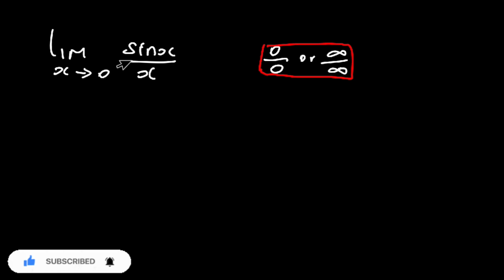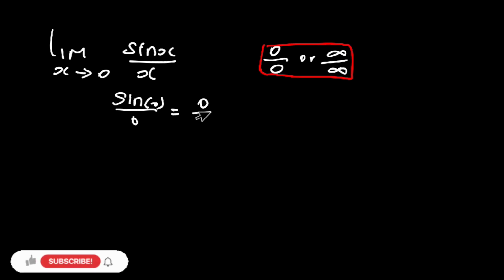So, let's consider this question that is written here. We have limit as x tends to 0 of sin x over x. So let's plug in 0 to this given limit. So you have sin 0 over 0. Now sin 0 is equal to 0. You have 0 over 0. Therefore, we can apply L'Hopital's rule.